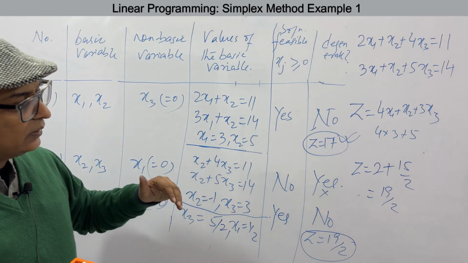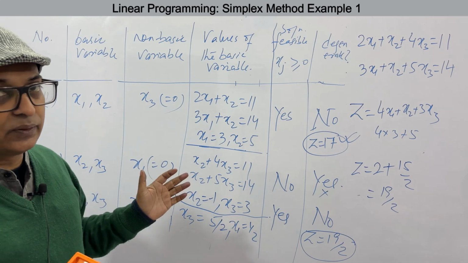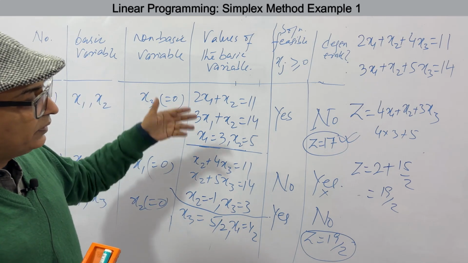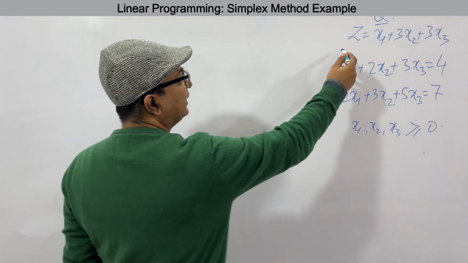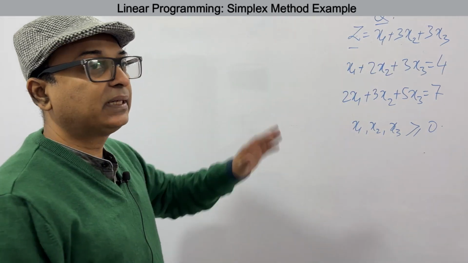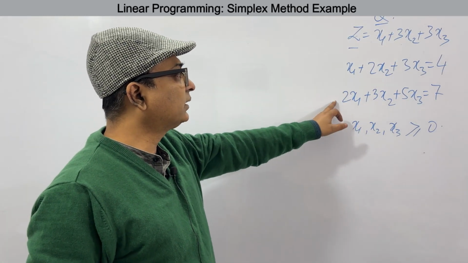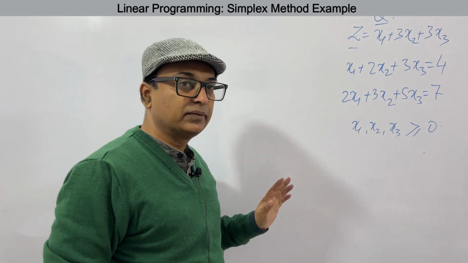We'll see one more example and we'll maximize the value. So we repeat this process and so everything gets clear. So we have z equal to this. We have to maximize it. The constraints are this equal to 4, this equal to 7, and these all are positive.